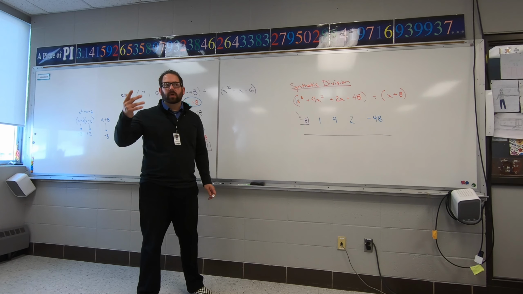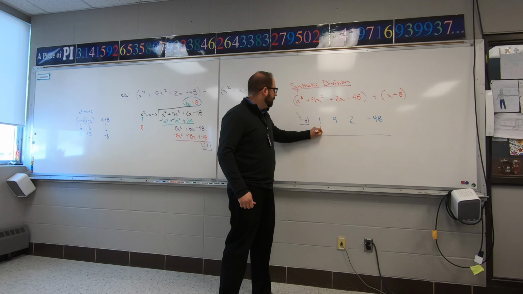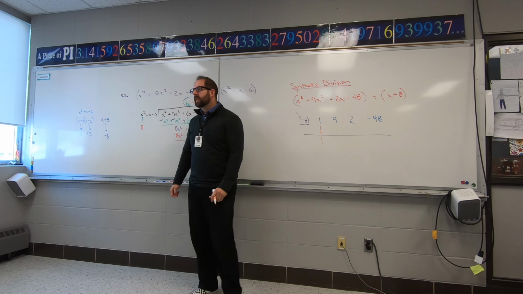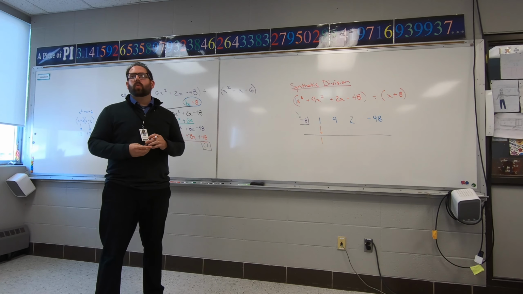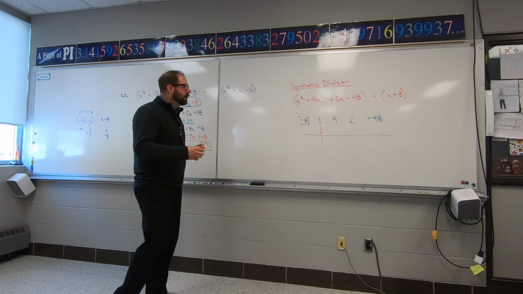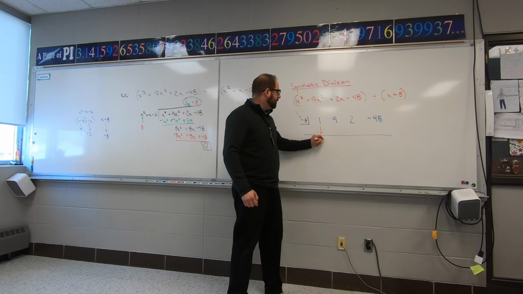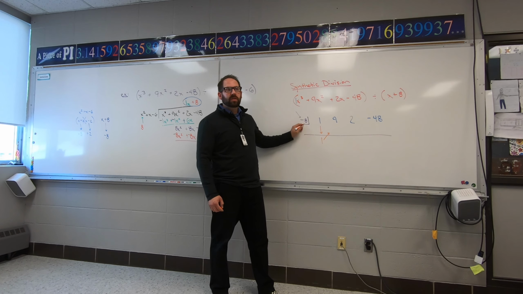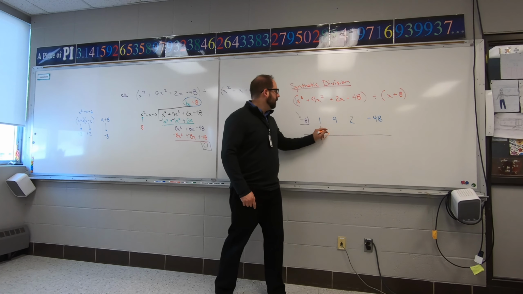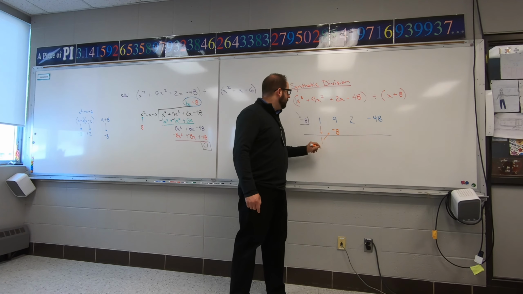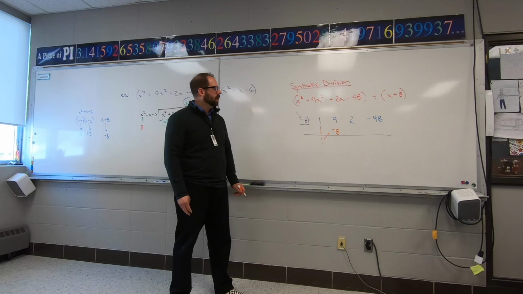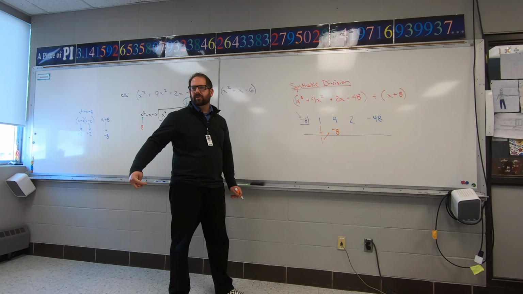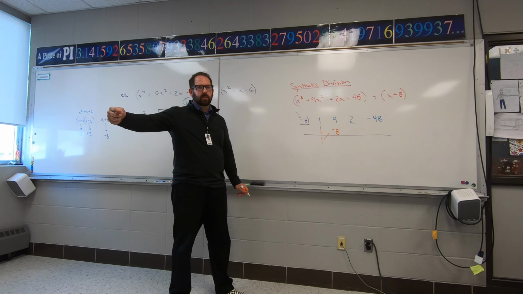Okay, is everyone ready to go? Okay, all right, so here's how it works. You drop the first number straight down. So that 1 repeats. Now, this is the start of the process. You will always multiply by the number in the box. So you're going to take this number that you just dropped, and you're going to multiply by the number in the box. So 1 times the -8, and you get -8. Again, you multiply by the number in the box. That's how I get that number. Does everyone understand the first few steps there? Drop, multiply by the number in the box.